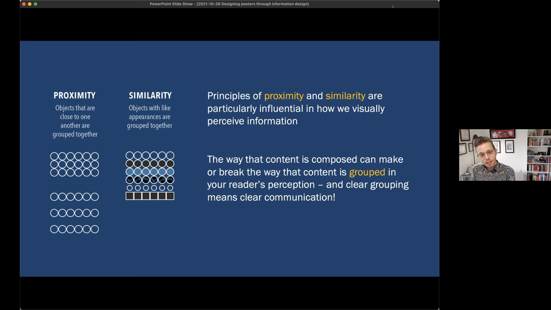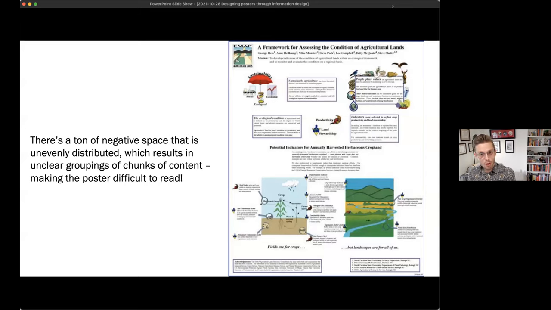Now, proximity and similarity are really important to be aware of because they play a really influential role in how we group content. And in a poster, grouping content is extremely important because we often have so much information that we're trying to communicate at one time that we need to provide some visual cues about how the reader should be grouping all these different disparate pieces of content that we're trying to throw at them. So we can exploit these principles to improve the perception of grouping in a poster.